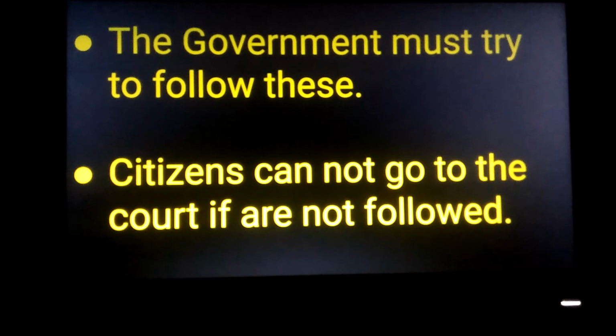because we are living in a democratic country, and the government knows that it has to work for the people, otherwise the people will not elect it in the next election. That's why the government tries to fulfill these duties.